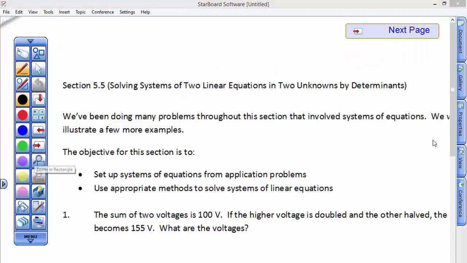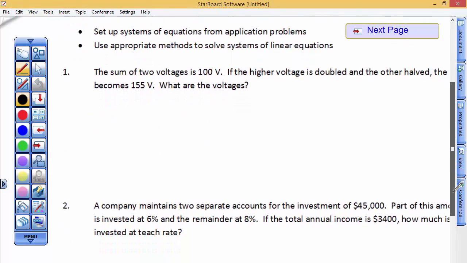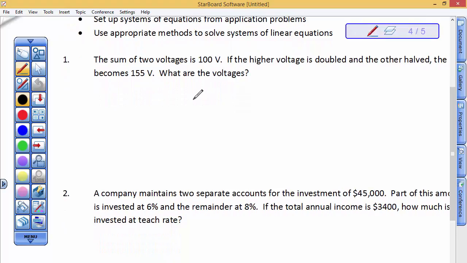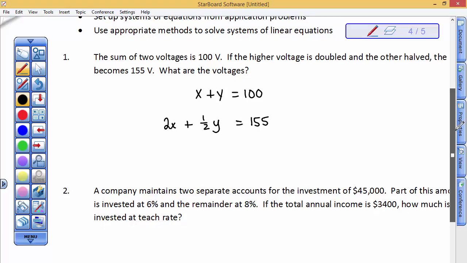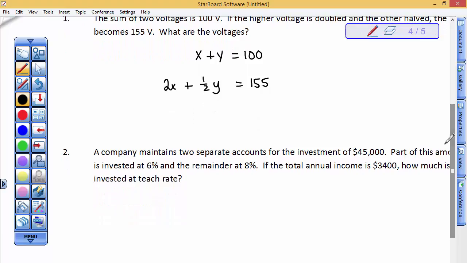Let's not actually skip number 1. Let me tell you what the equations would be. The sum of two voltages is 100. If the higher voltage is doubled, let's say X is the higher voltage, and the other one is halved, the voltage becomes 155. That might be a nice one to solve by determinants.